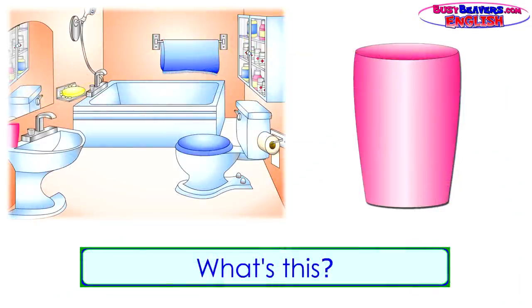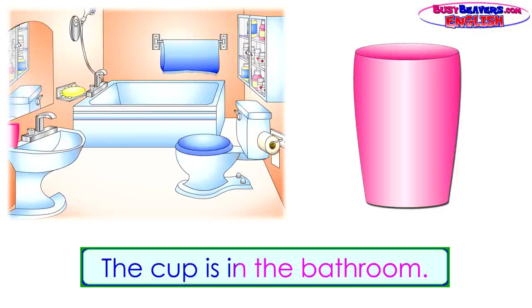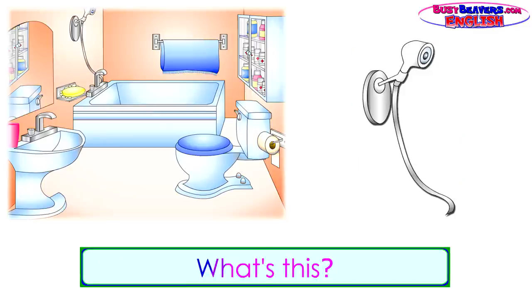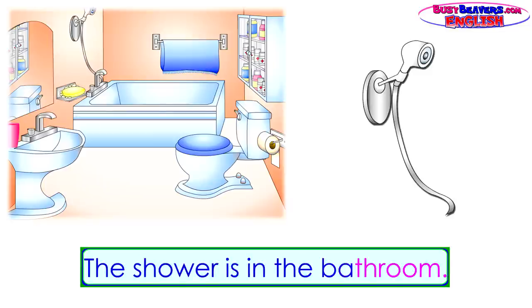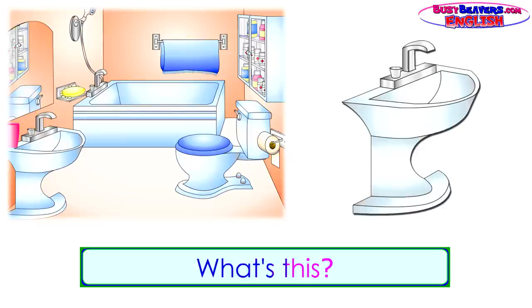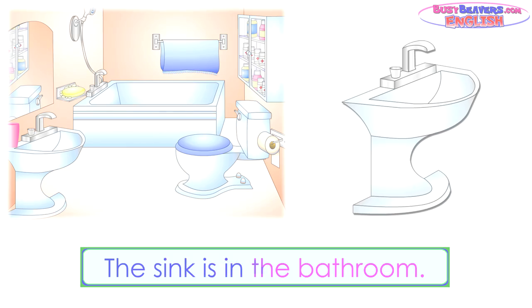What's this? It's a cup. Where is the cup? The cup is in the bathroom. What's this? It's a shower. Where is the shower? The shower is in the bathroom. What's this? It's a sink. Where is the sink? The sink is in the bathroom.